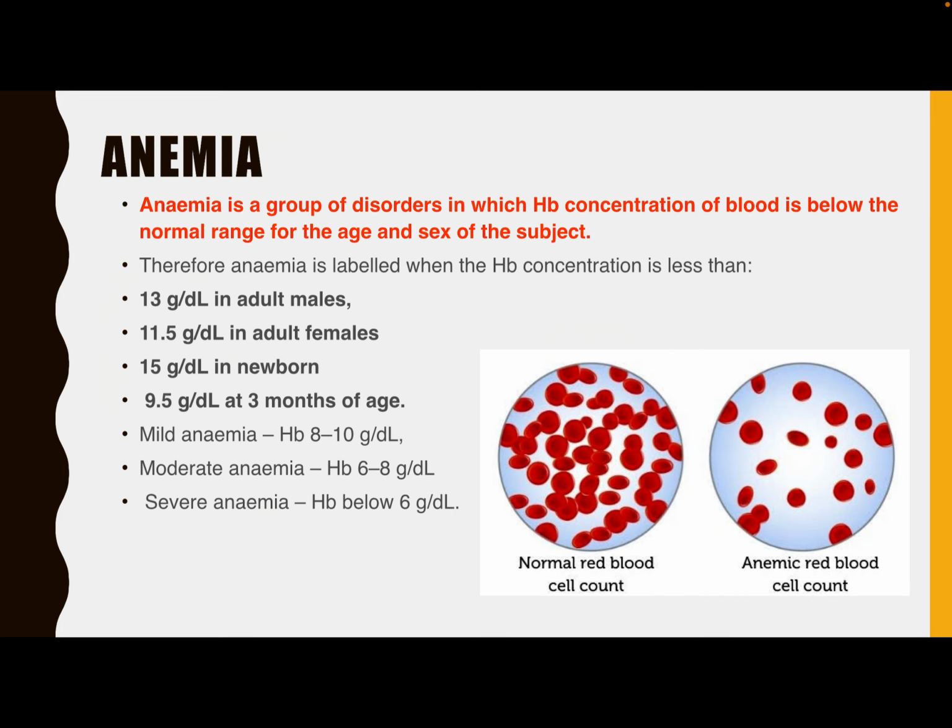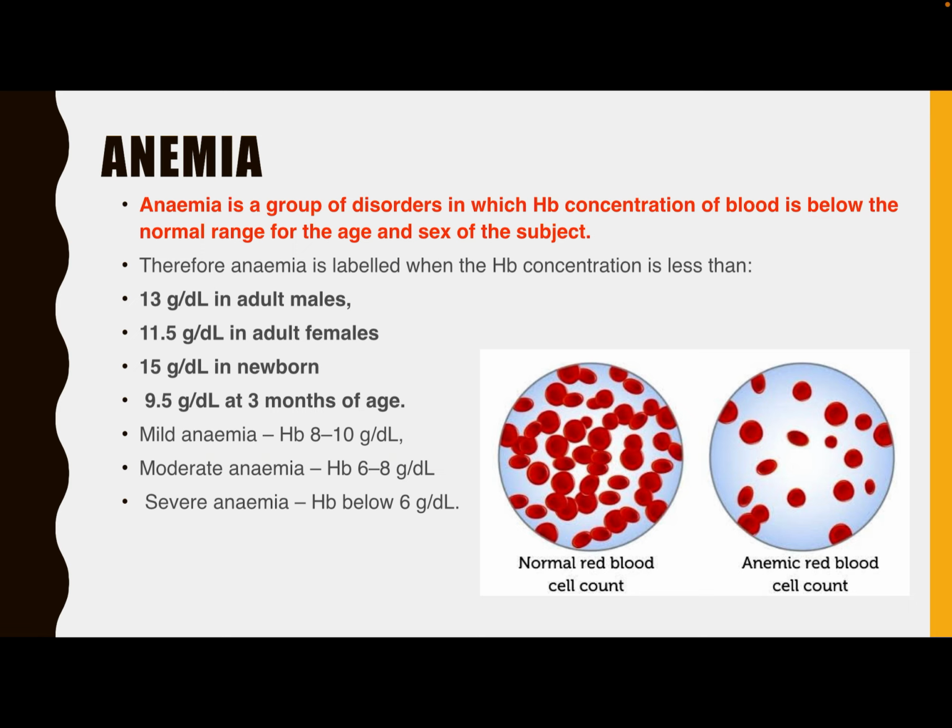Anemia is classified as the group of disorders in which the hemoglobin concentration of blood is below the normal range for the age and sex of the subject. Therefore, anemia is labeled when the hemoglobin concentration is less than 13 gram per deciliter in adult male, 11.5 gram per deciliter in adult female, 15 gram per deciliter in newborn, and 9.5 gram per deciliter at 3 months of age.